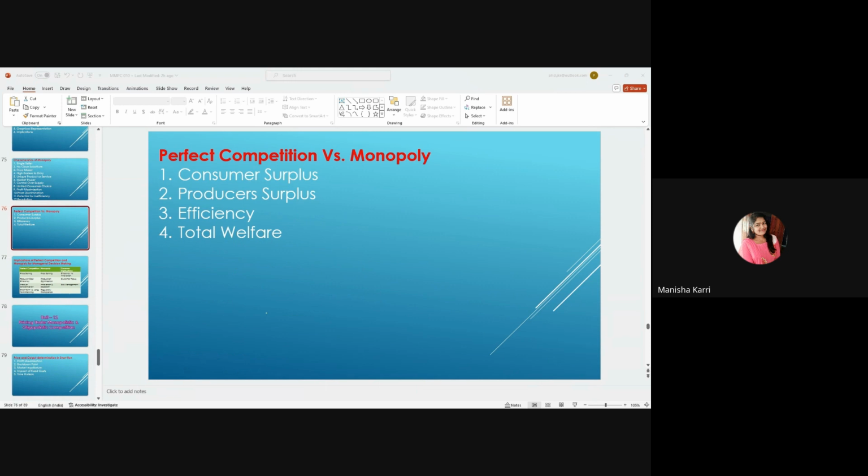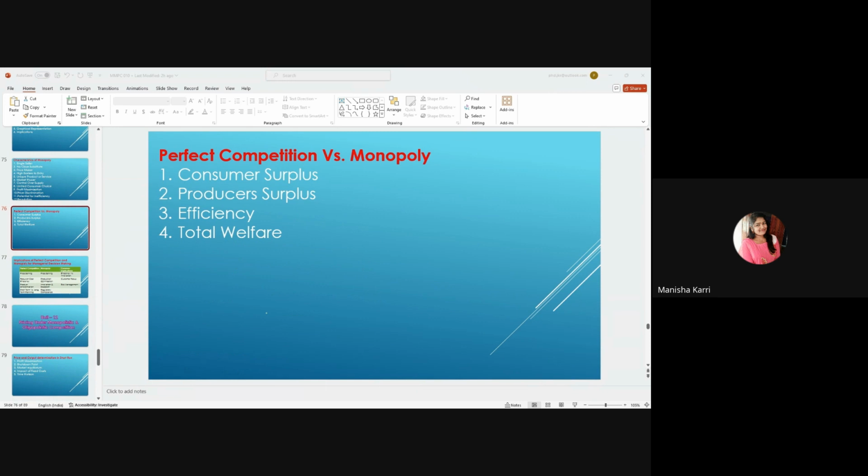Generally, consumer surplus means in perfect competition, consumer surplus is maximized because firms produce at the lowest possible prices, where marginal cost equals marginal utility. In monopoly, the consumer surplus is lower than in perfect competition because the monopoly charges a higher price and produces less output. Next, producer surplus.